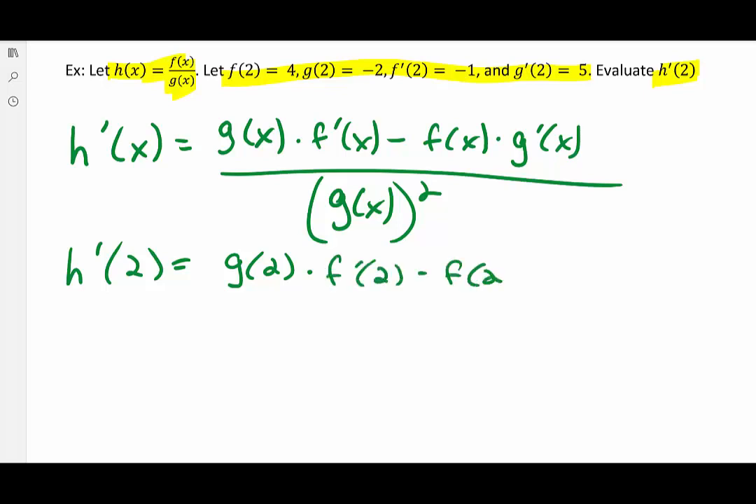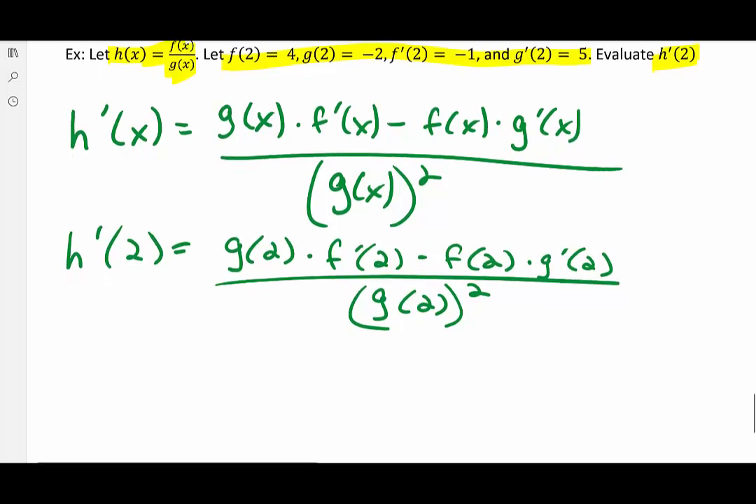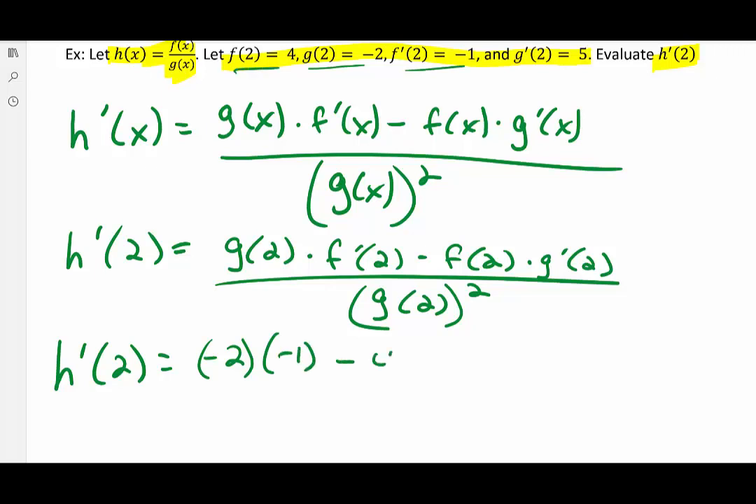And now this is just a matter of plugging in the correct evaluations in the right place. So g of 2, what's g of 2? They told us g of 2 is a negative 2, so it's a negative 2 times f prime of 2, which is a negative 1, minus f of 2, which is 4, times g prime of 2, which is a 5, over g of 2 squared. G of 2 was negative 2, and we're going to square it up.